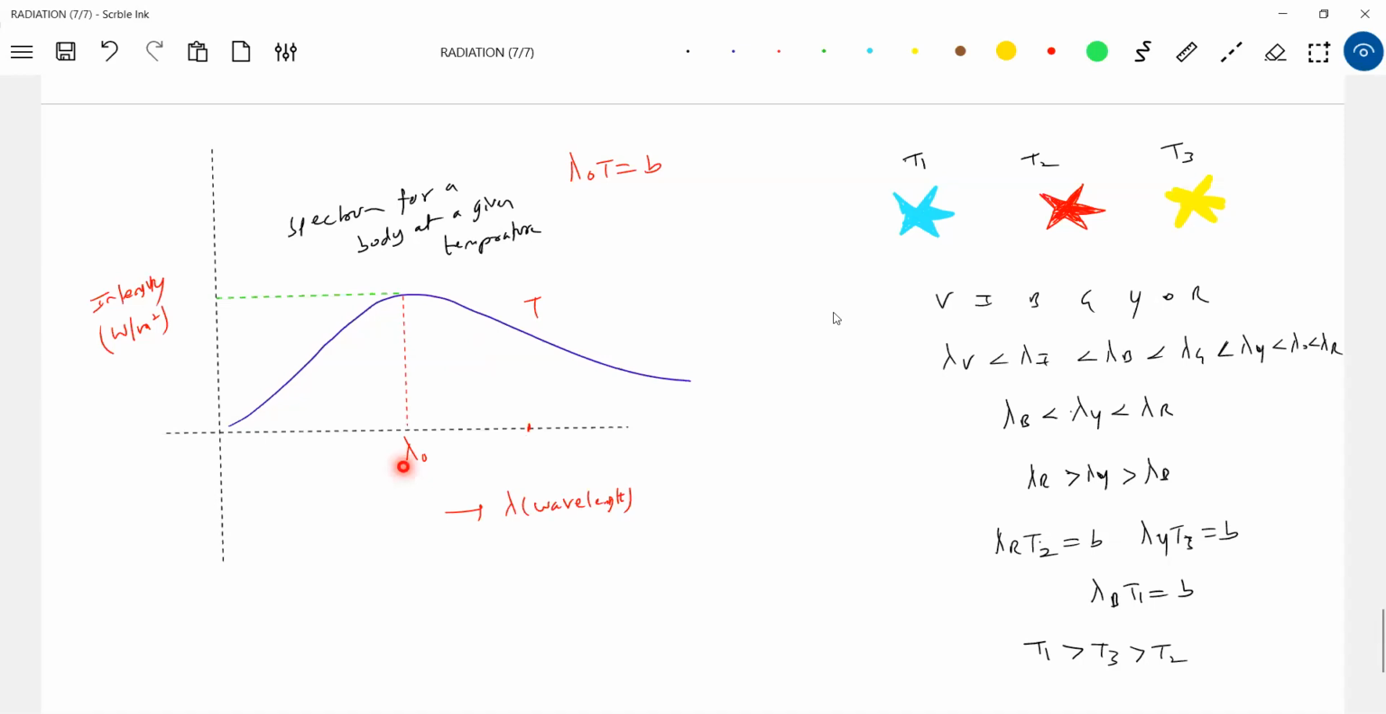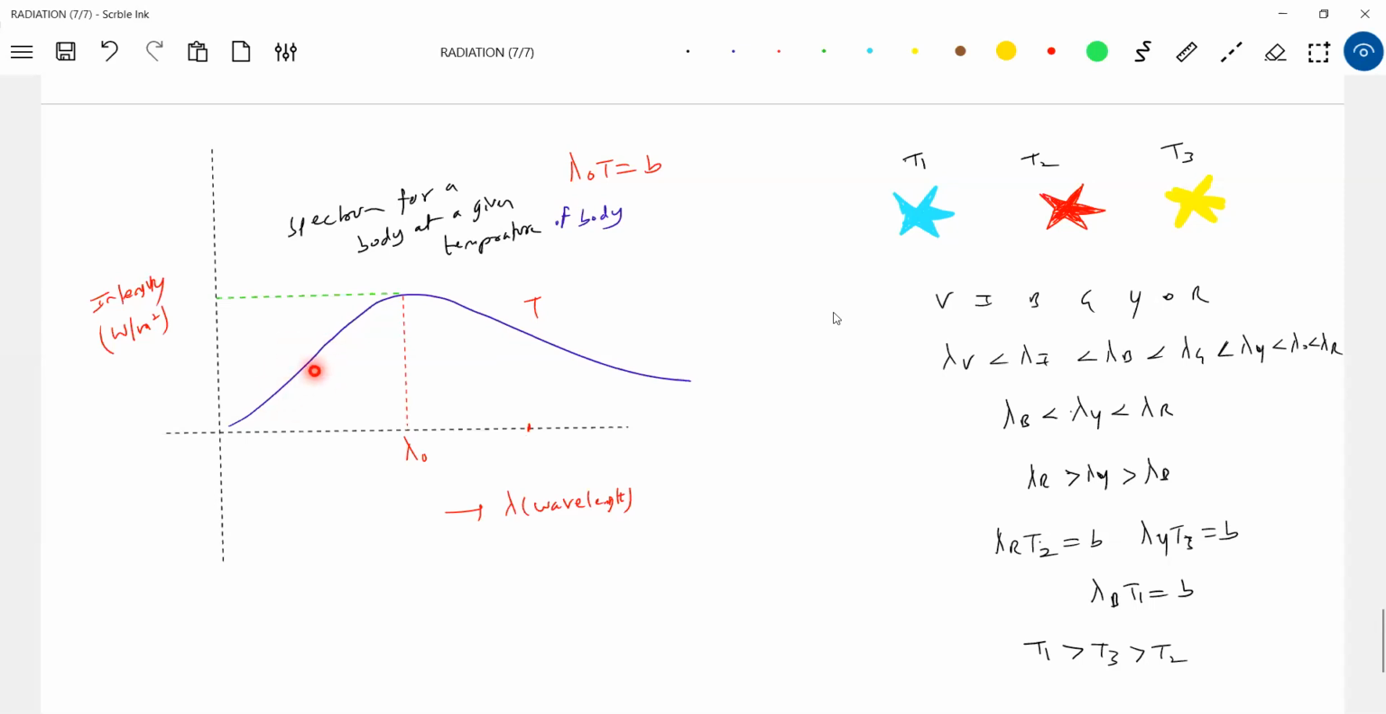According to Wien's displacement law, the wavelength corresponding to maximum intensity and the temperature of a body are related. T is the temperature of the body, and lambda naught is the wavelength corresponding to maximum spectral radiancy. Wien's displacement law is able to relate only lambda naught and T. It is unable to explain the rest of the curve.